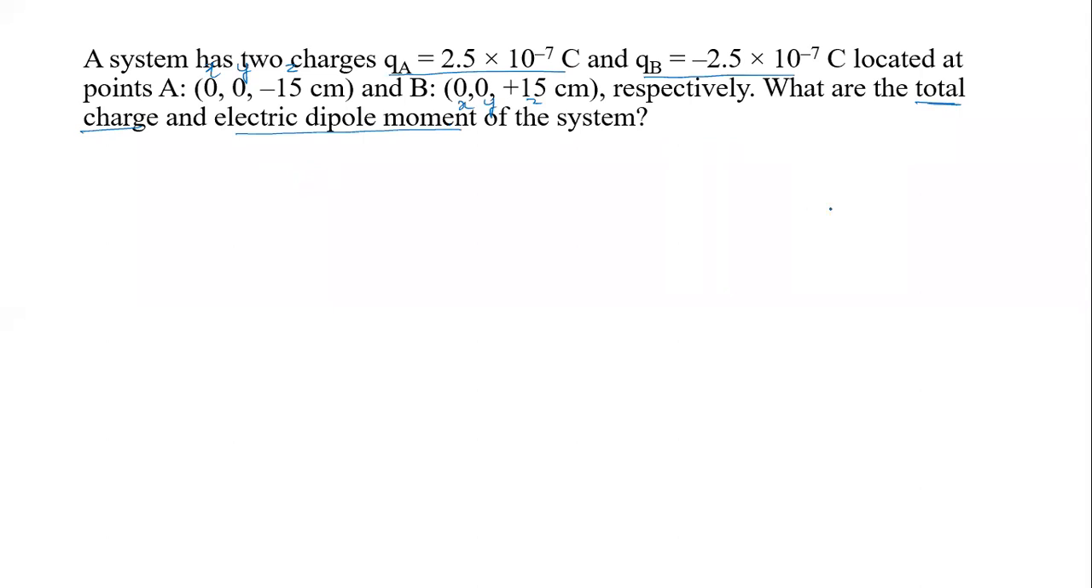Let us draw a simple diagram for this. Let's say this is the x axis, this is the y axis, and the z axis is like this. And this is going inside, the negative z axis. The dotted lines indicate the negative z axis.